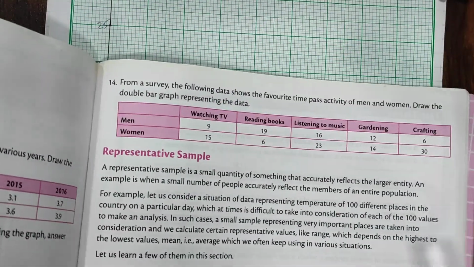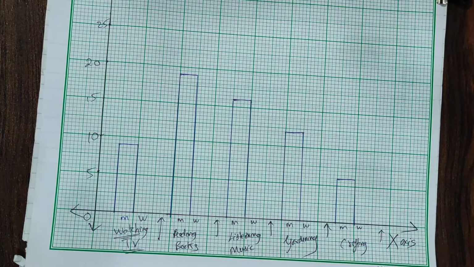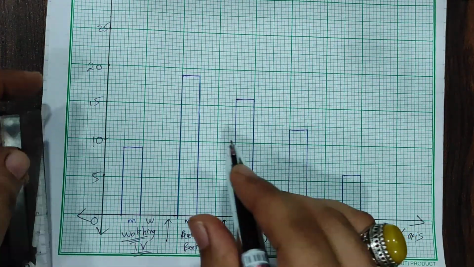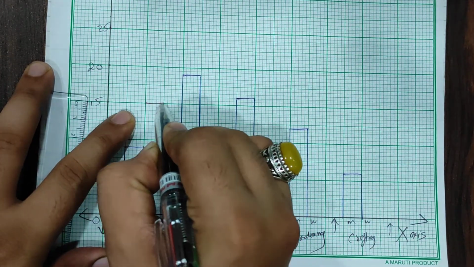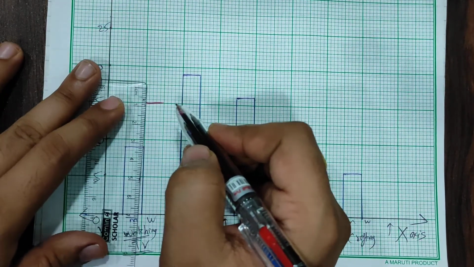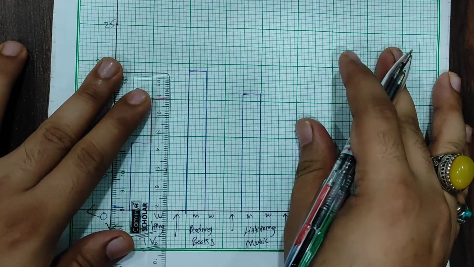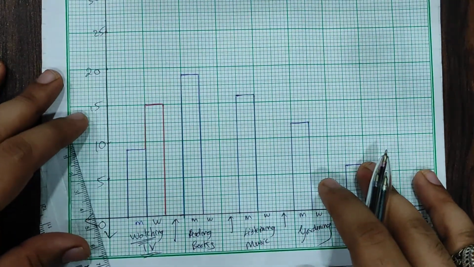See here please. Watching TV, women is 15. So now with the red color pen, I'll be drawing watching TV, which is 15. So this is 15 over here. First, I'll highlight this stroke here and I'll join this. This is for women.